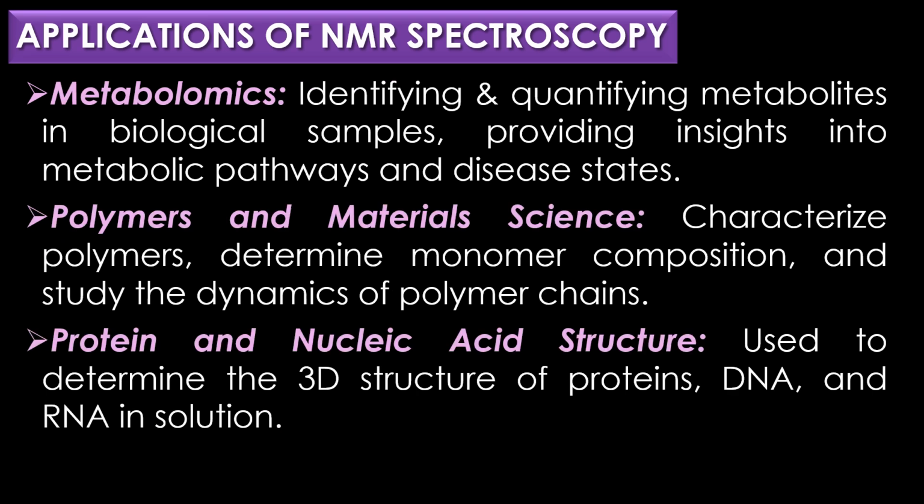In metabolomics, NMR helps in identifying and quantifying metabolites in biological samples by providing insights into metabolic pathways and disease states. In polymers and material science, NMR can characterize polymers, determine monomer composition, and study the dynamics of polymer chains. In protein and nucleic acid structure, in biochemistry, NMR is used to determine the three-dimensional structure of proteins, DNA, and RNA in solution.